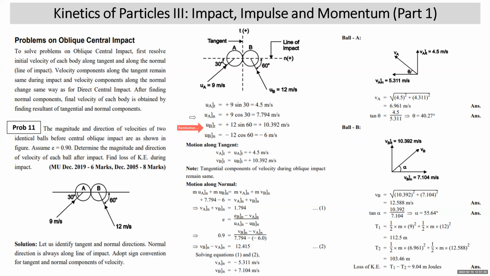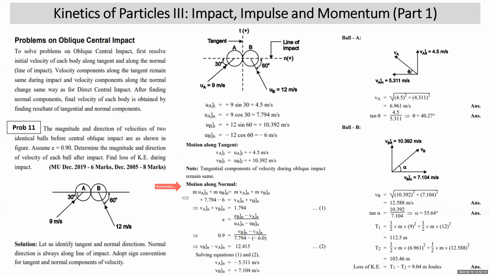So students, first we list all these tangential and normal components after adopting a sign convention along the tangent and normal. Here we took tangential upward and normal towards the right. Now, motion along the tangent. The velocity of the ball along the tangent will remain the same before and after impact. So VAT and UAT are the same, that is 4.5 meters per second. Similarly, VBT and UBT are the same, that is plus 10.392 meters per second. As we have noted, tangential components of velocity during oblique impact remain the same.